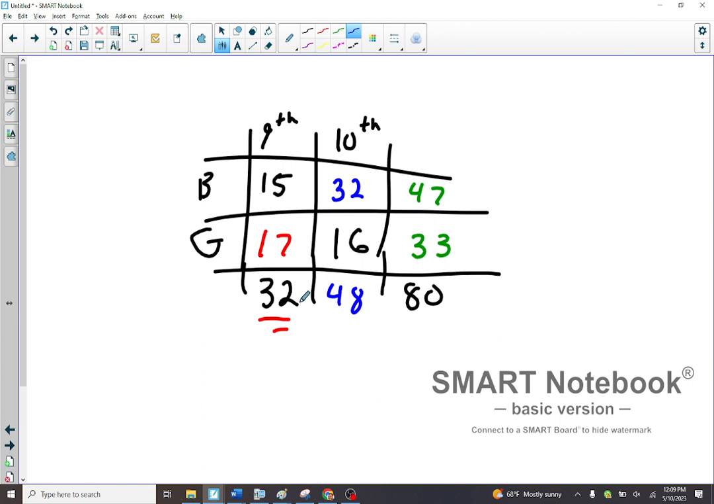Okay. So you're going to get one where it's partially filled, and you have to answer questions. So for example, if I ask you how many 9th grade girls there are, you have to point out that's 17. If I ask you, are there more 10th graders or 9th graders? You have to point out it's 10th graders because this is 48 in total.